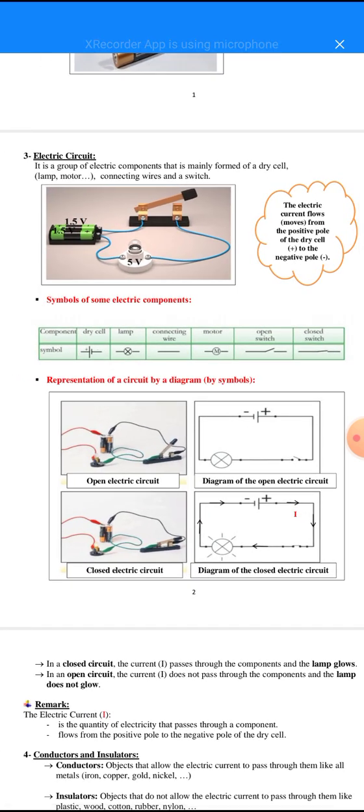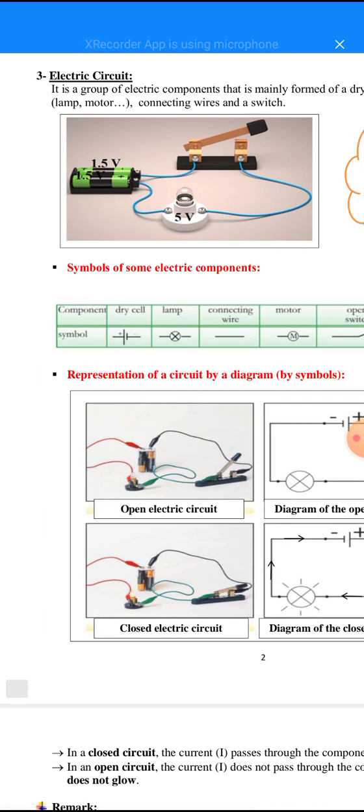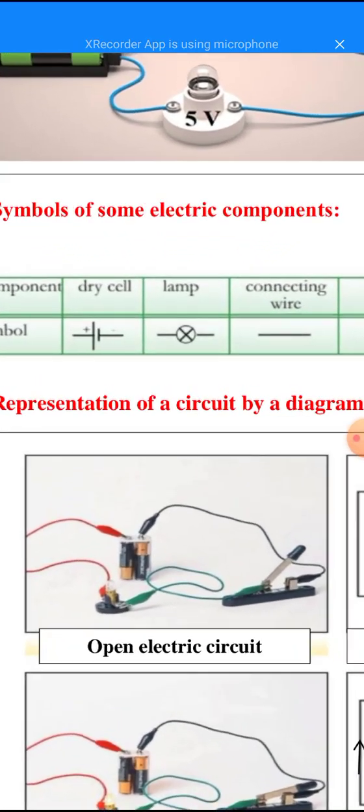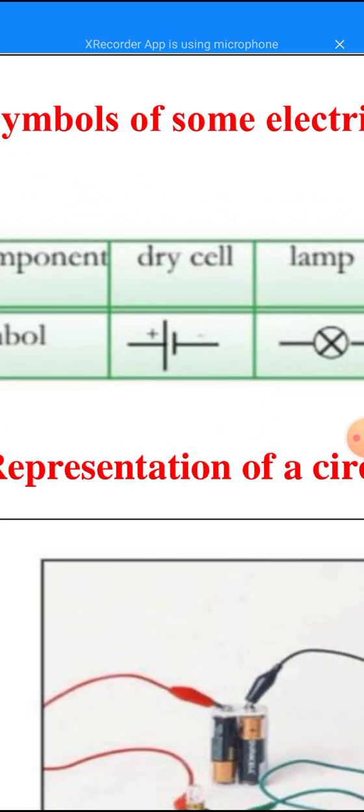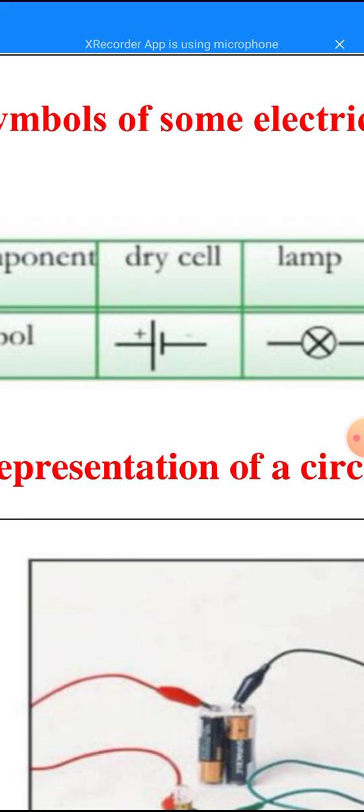Now, if we want to represent a circuit, to draw a circuit, we draw it by symbols, okay? So here are the symbols of some electric components. We have to know how to draw these components using the symbols, so we have to study them. First, the dry cell, the battery. It has two poles, positive and negative. So we draw it by this form.